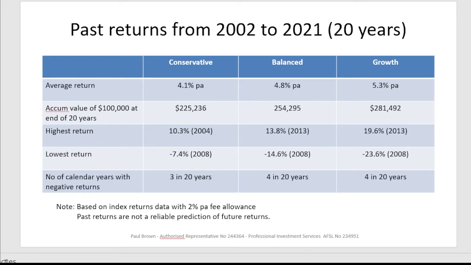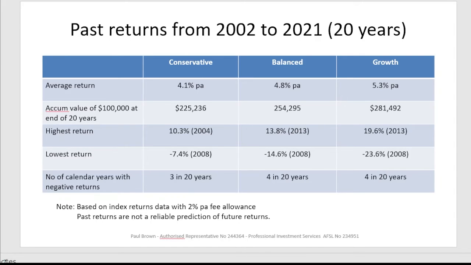Now looking at the actual highest and lowest returns over that period of time. So for conservative, the highest return was in 2004 at 10.3%. And for balanced, it was 13.8%, and growth, it was 19.6% in 2013. And the lowest returns were all in the year when the GFC had the most impact, and that was 2008. Conservative negative 7.4%, balanced negative 14.6%, and growth negative 23.6%.